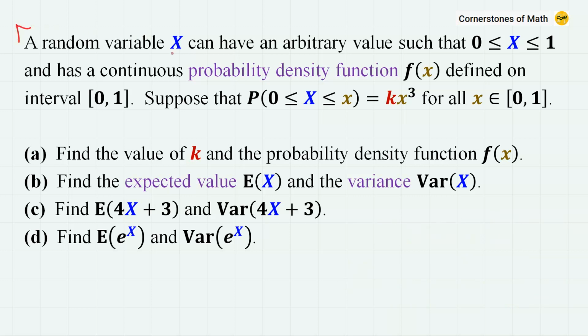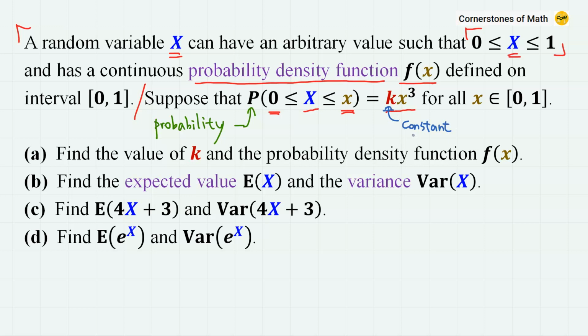So the problem says, a random variable capital X can have an arbitrary value such that capital X is greater than or equal to 0 and less than or equal to 1. So our variable can have values from 0 to 1. And it has a continuous probability density function, f(x), defined on the same interval. And here comes the important condition. Suppose that the probability of our variable capital X having values greater than or equal to 0 and less than or equal to small x is given as k x cubed, where k is a constant.